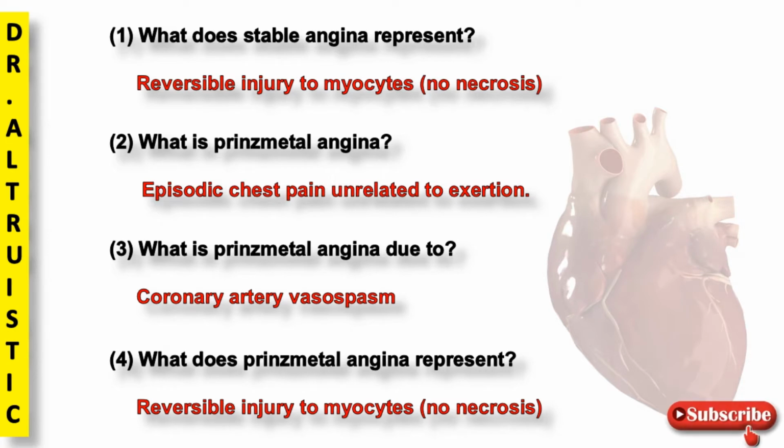1. What does stable angina represent? Reversible injury to myocytes, no necrosis. 2. What is Prinzmetal angina? Episodic chest pain unrelated to exertion. 3. What is Prinzmetal angina due to? Coronary artery vasospasm. 4. What does Prinzmetal angina represent? Reversible injury to myocytes, no necrosis.